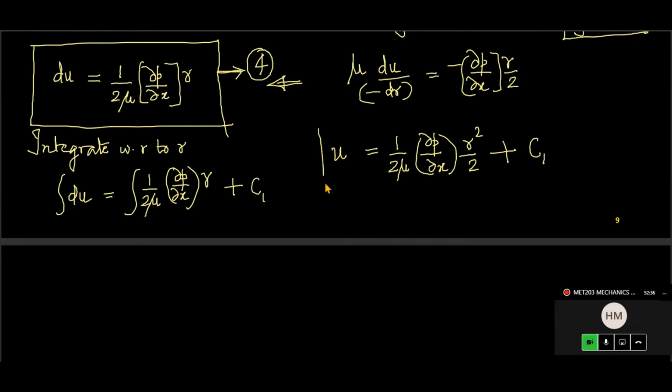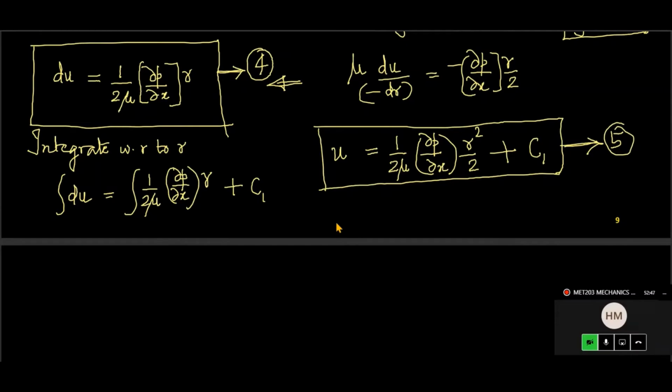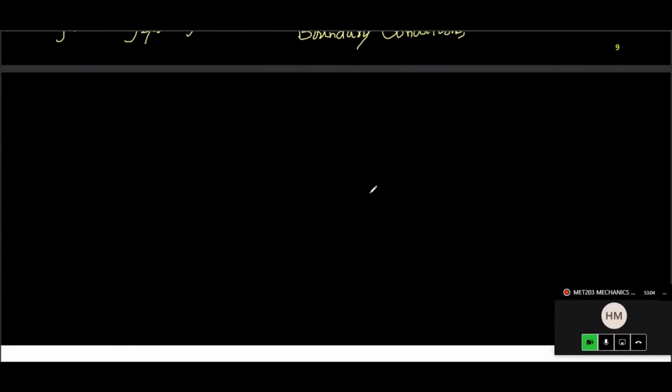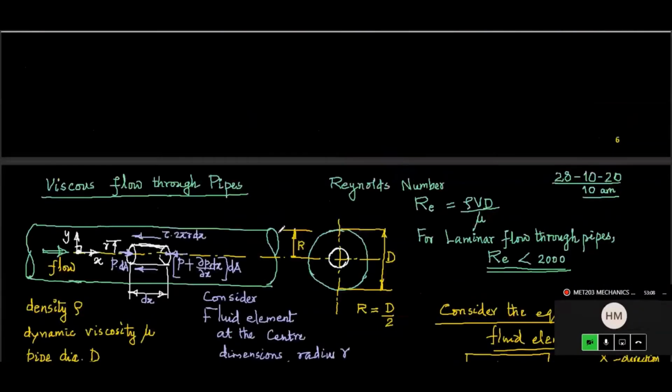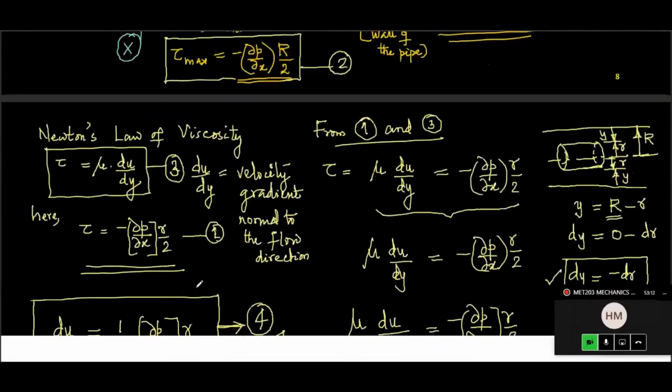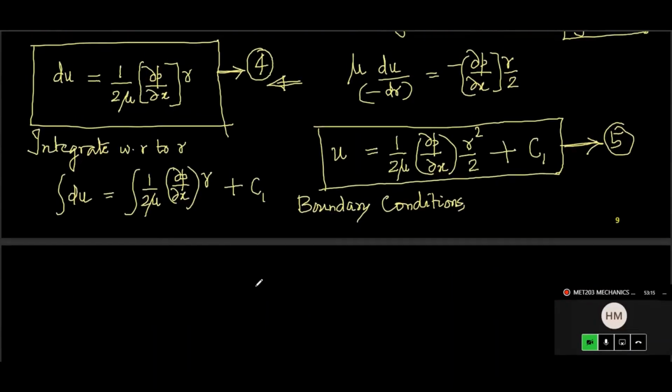And from the boundary conditions, now we will try to find the constant of integration. Let me label it as equation number 5. So from the boundary conditions, what is that? Boundary condition means we know the velocity at the pipe wall due to the no slip condition. At the wall of the pipe, velocity becomes 0 because of the no slip condition. That we studied when we discussed viscosity also. So this is at the solid boundary.